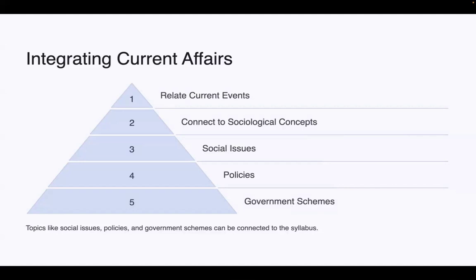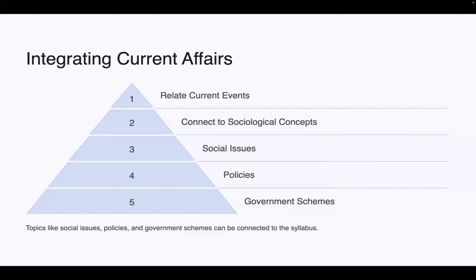Okay, and for that we have also started a sociology current series, in which we will provide you 60, 70 most important themes till next year's mains, and we will do the sociological analysis and post it. You just need to read it and make notes out of it. That will help you to handle the dynamic portion in both the papers.